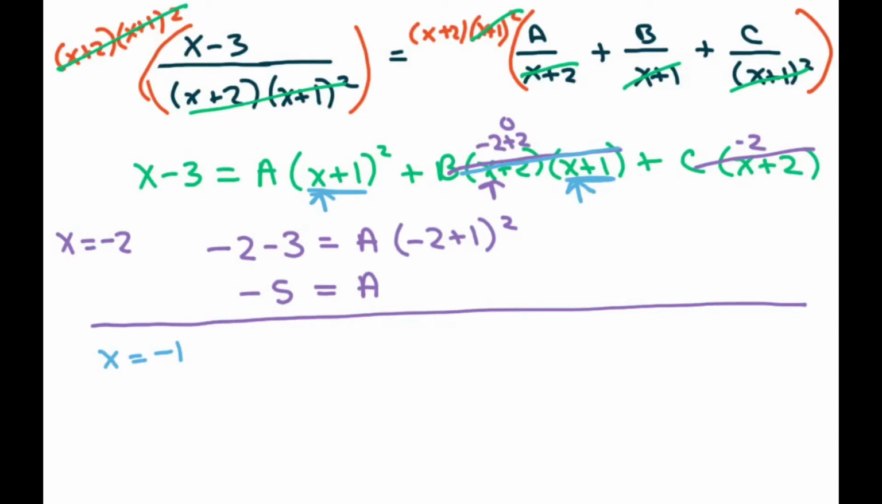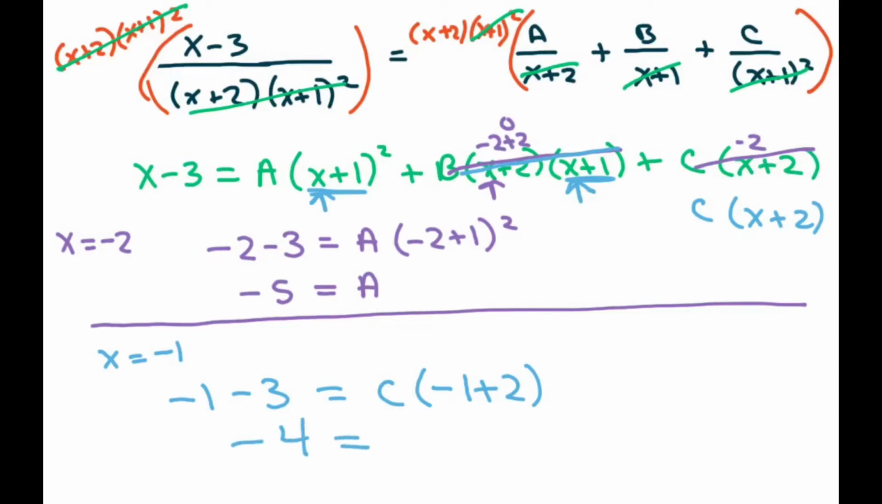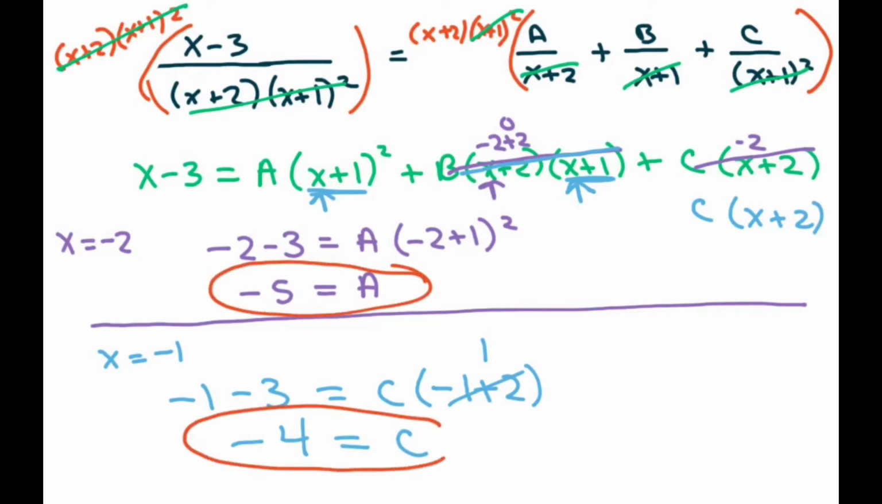So we're just going to plug in negative 1 minus 3, and I'm just going to plug in the negative 1 here. So you have the C plus 2. So that's going to be C times negative 1 plus 2. So we have negative 4 equals, this is just 1, so that's C. So now I have my A and I have my C.